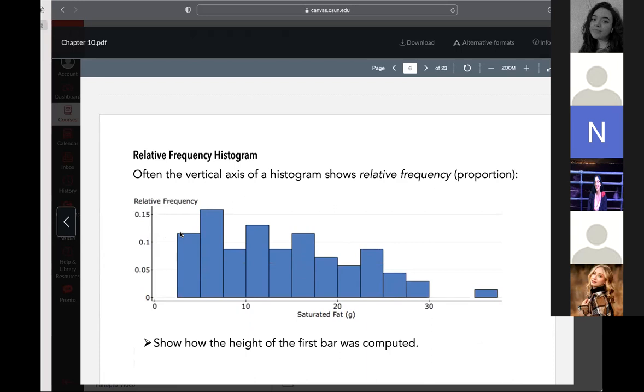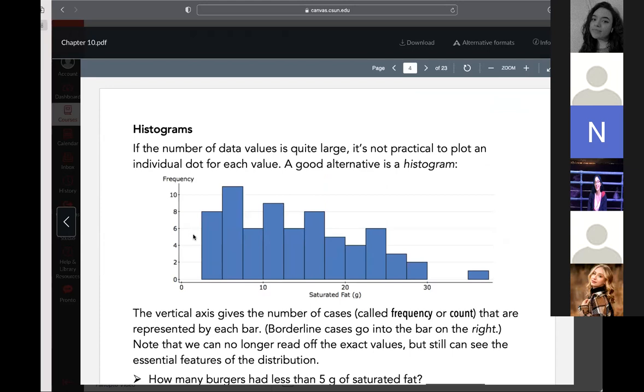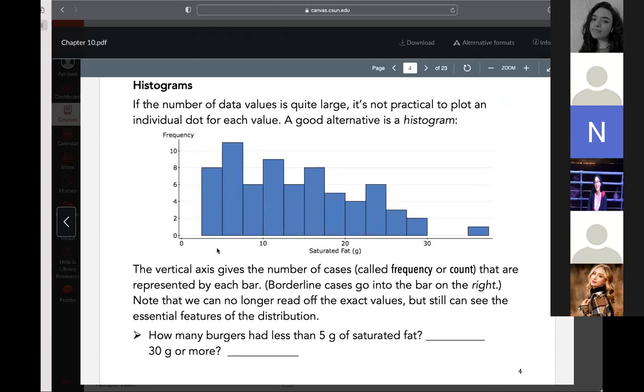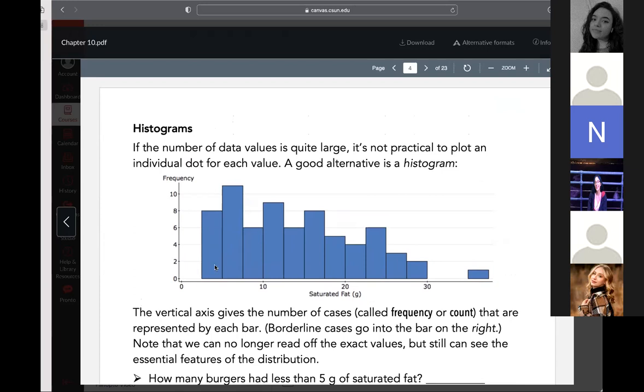So what is this instead? This is a relative frequency histogram, where instead of telling me the exact number, you tell me the proportion or the percent that go in each category. So let's look back here. How many burgers were there in this example? Did they give it to us, or do we have to count it ourselves? Let's count it ourselves just to make sure that we're counting correctly.